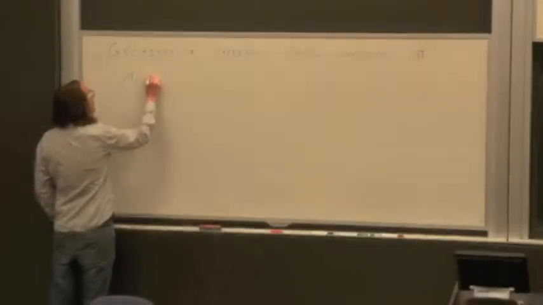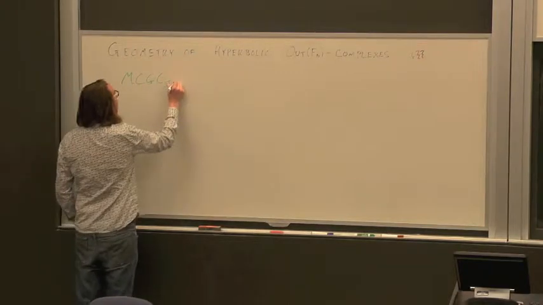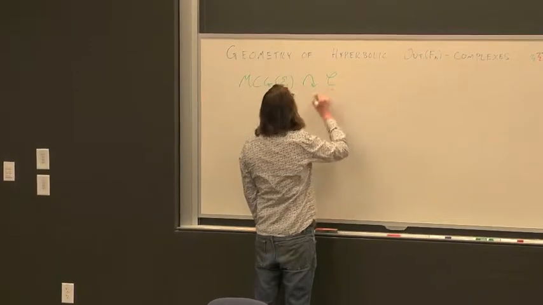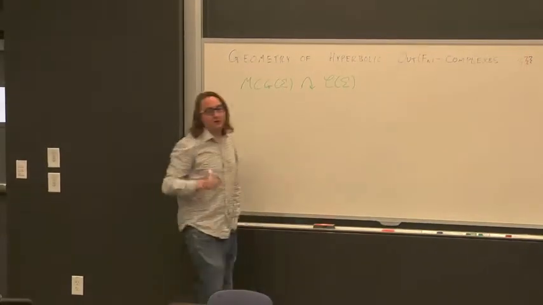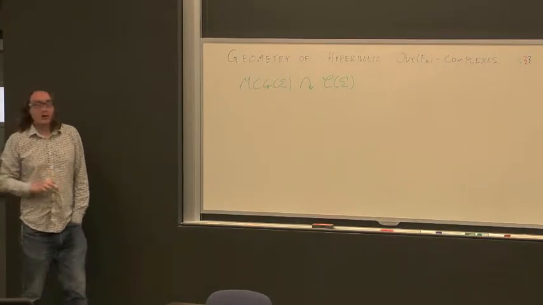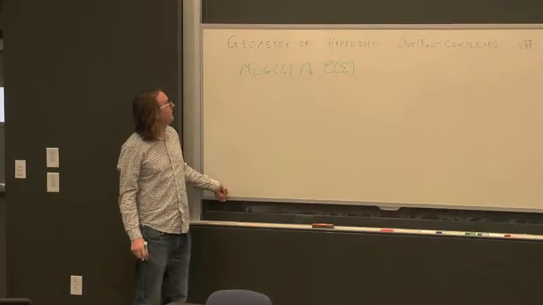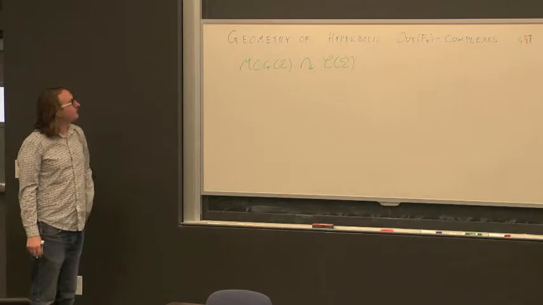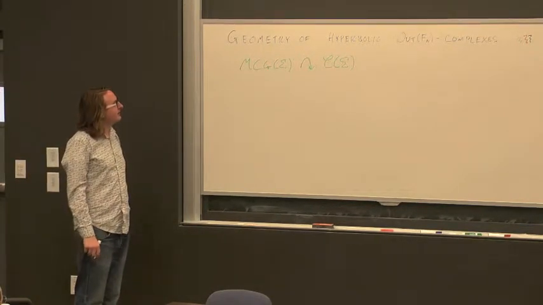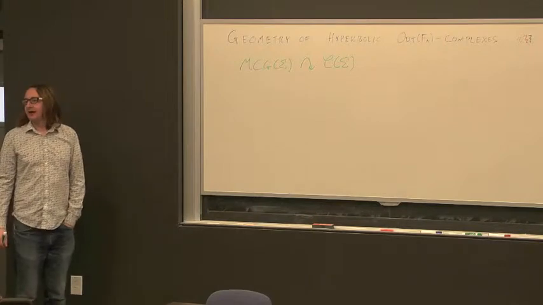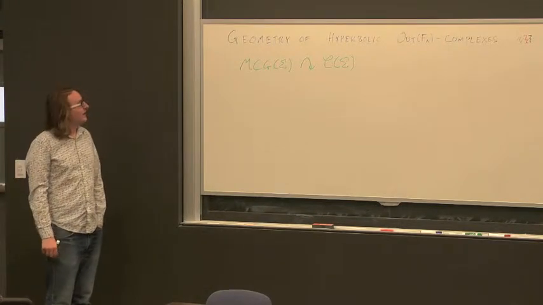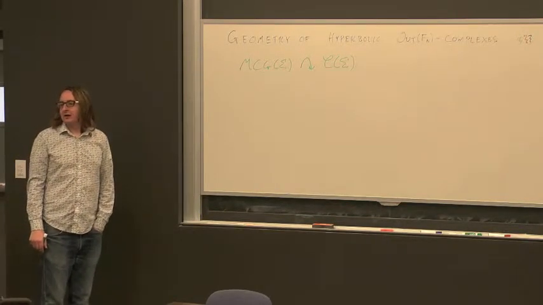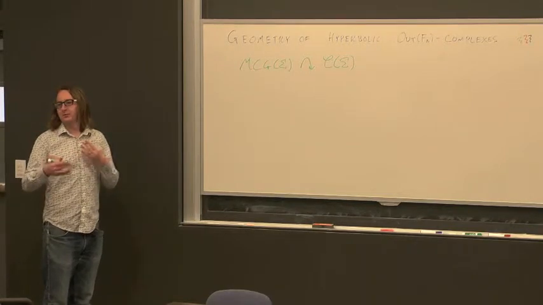So in the mapping class group world, we have the mapping class group of a surface. This acts on the curve graph of the surface, which we've seen in quite a few talks this week. And this curve graph is very nice. I want to start by listing some nice properties of the curve graph. And then I'm going to talk about some graphs that Out(F_n) acts on and try to compare these properties.